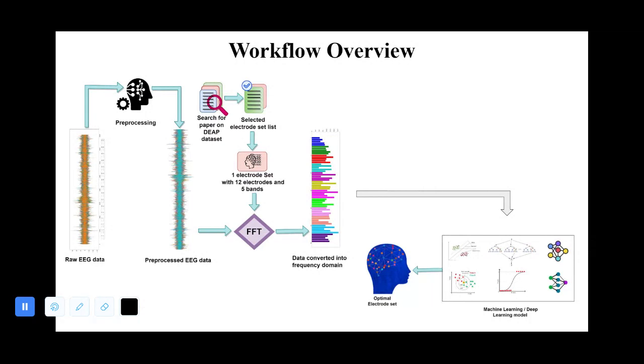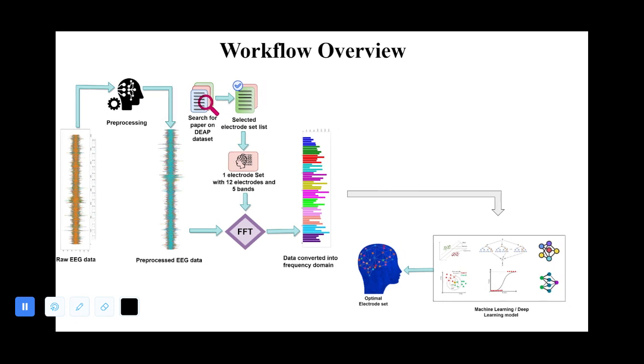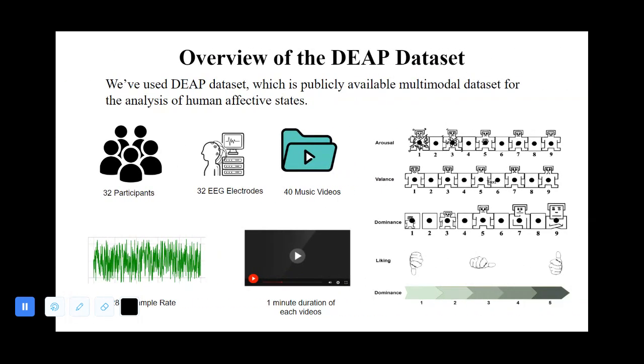So now let's talk about our workflow overview. Firstly, we selected raw EEG data from the DEAP dataset, and after applying pre-processing, we got the pre-processed EEG data. From the literature review, we found different electrode sets. On the pre-processed EEG data, we applied FFT using different electrode sets and converted the time domain EEG into the frequency domain. Then we applied different machine learning and deep learning models, and finally we have the optimal EEG electrode set.